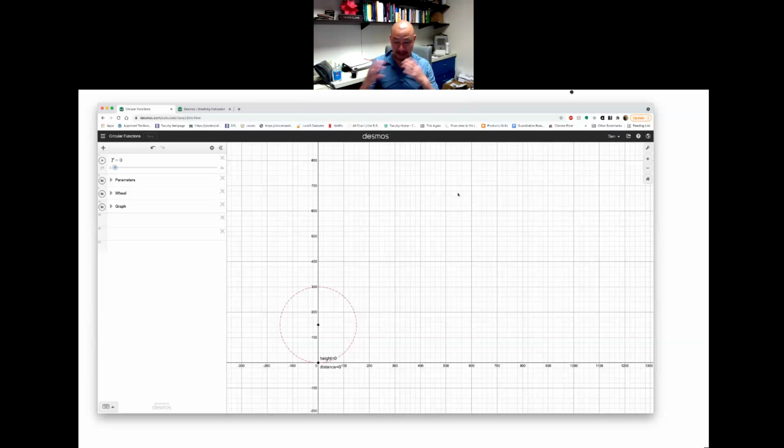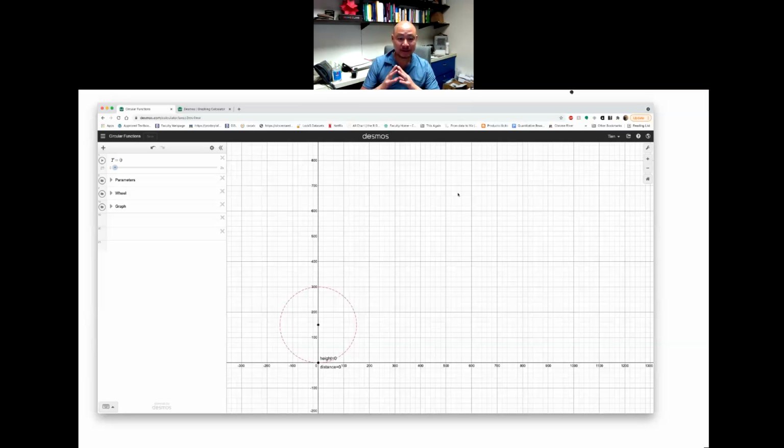Hi everyone. In this video, we're going to introduce the idea of a circular function. So we're not going to get into the nuts and bolts as to how to compute certain values and properties of these functions. We just want to understand what it means to take properties of a circle and associate them with a function.